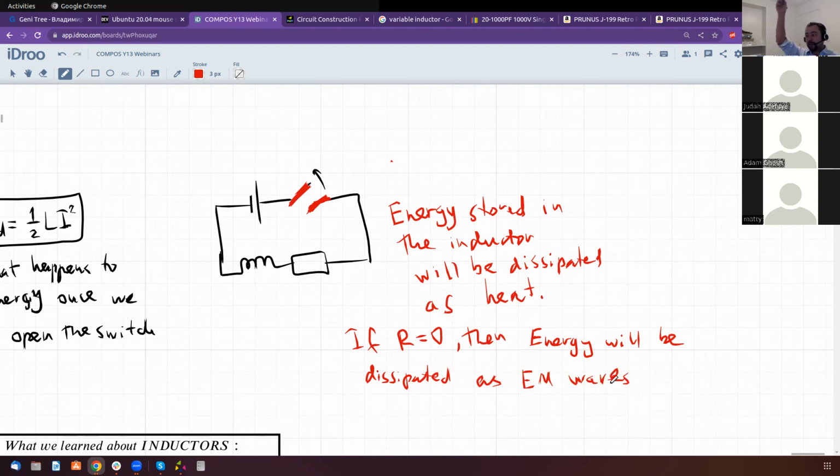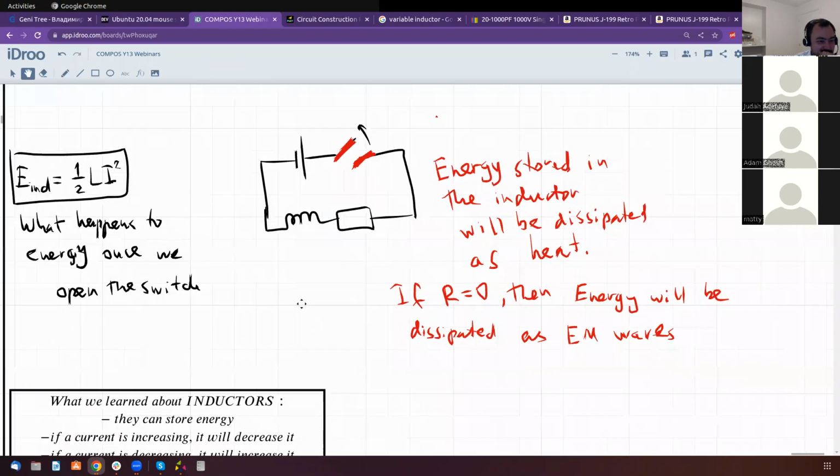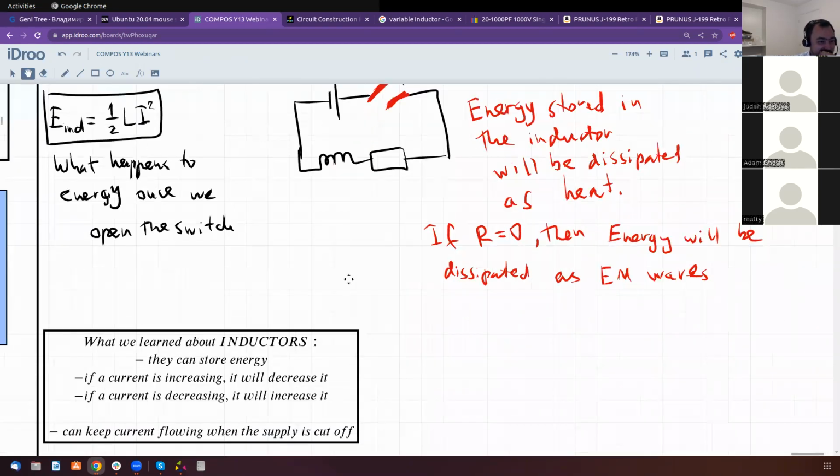Right, so we are oscillating a circuit, and every oscillating circuit will also produce electromagnetic waves. It's just usually the amount of electromagnetic waves produced is very small compared to the heat produced. Therefore, we can ignore the electromagnetic wave energy. But here, there's no energy lost as heat. Therefore, all the energy will eventually be dissipated as electromagnetic waves. Okay, so that's quite cool.